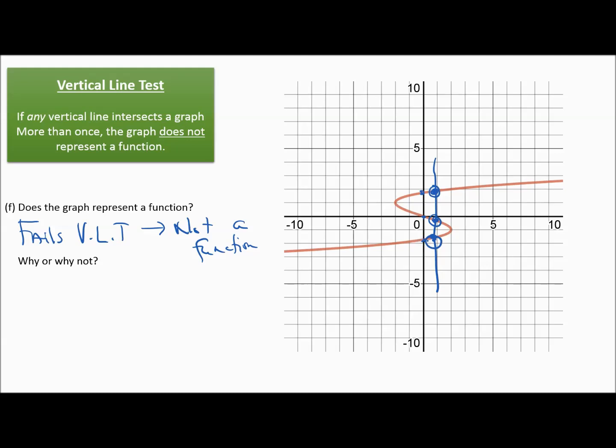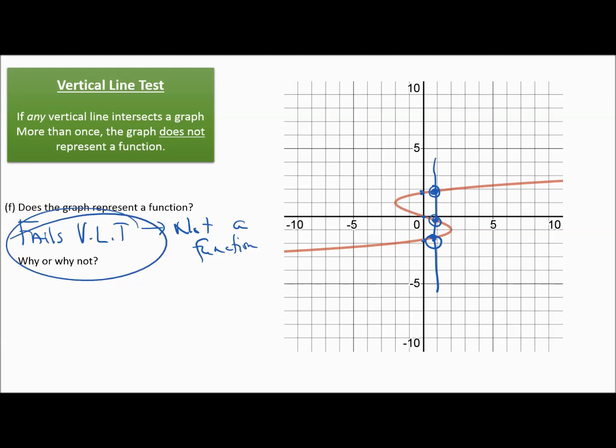Now, it's still a relation, it's still a graph, it's still very mathematical. There's an equation that gives you this line, but it doesn't have the special property of being a function. A function is very important in mathematics, which, again, we won't discuss all the properties of in this class because we're just running out of time, but you will when you take your next math course. Why or why not? I already answered that, because it fails the vertical line test, right?